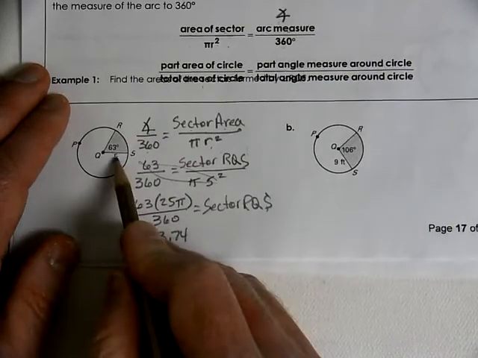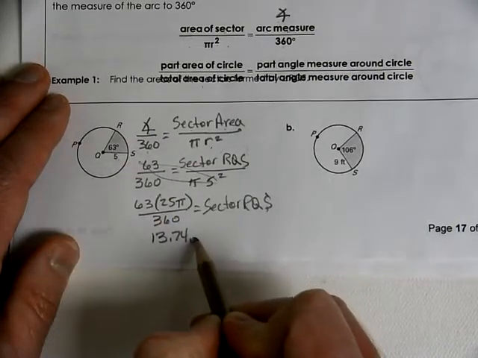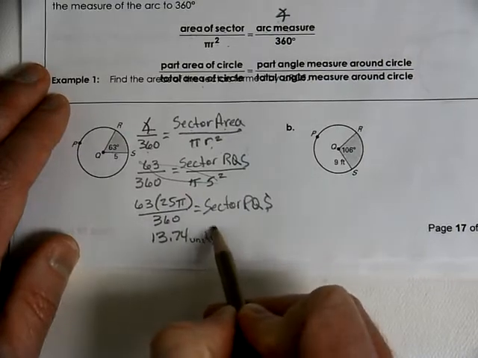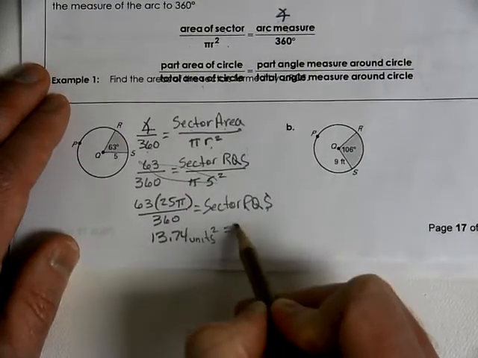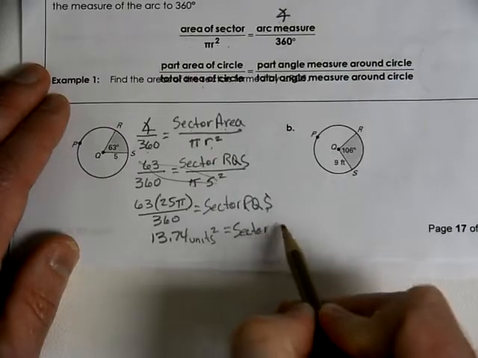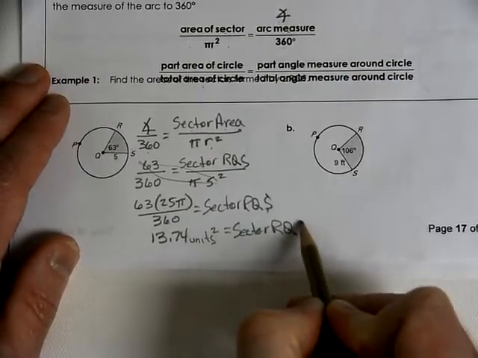Those are going to just be units. We don't know what units we're using. So those are square units. And this is your sector of RQS.